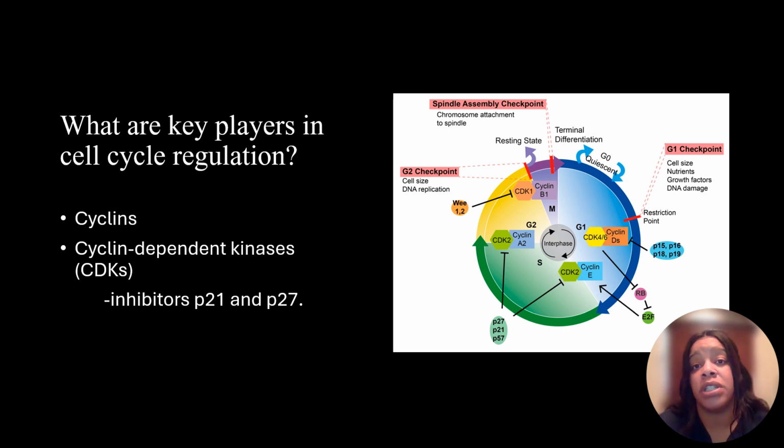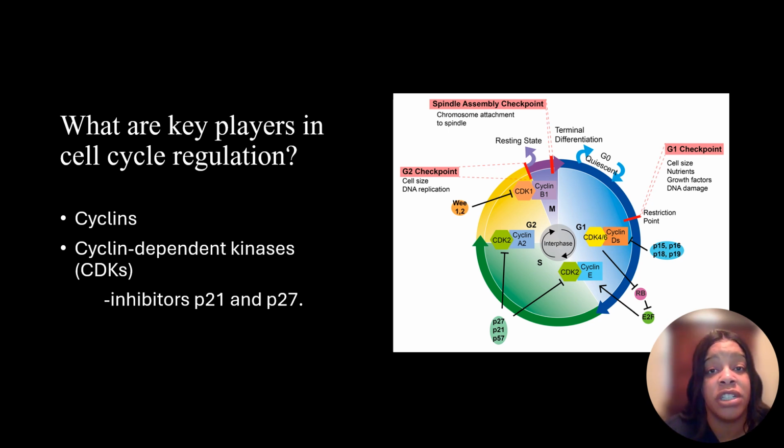Cyclins are regulatory proteins that bind to CDKs to activate them at specific points in the cell cycle. CDKs are a family of protein kinases that phosphorylate target proteins to regulate various cellular processes, including progression through the cell cycle. The activity of cyclin-CDK complexes is tightly controlled by both positive and negative regulators, such as cyclin-dependent kinase inhibitors or CKIs, like P21 and P27. These CKIs act as brakes on the cell cycle by inhibiting the activity of cyclin-CDK complexes, thereby regulating cell proliferation.